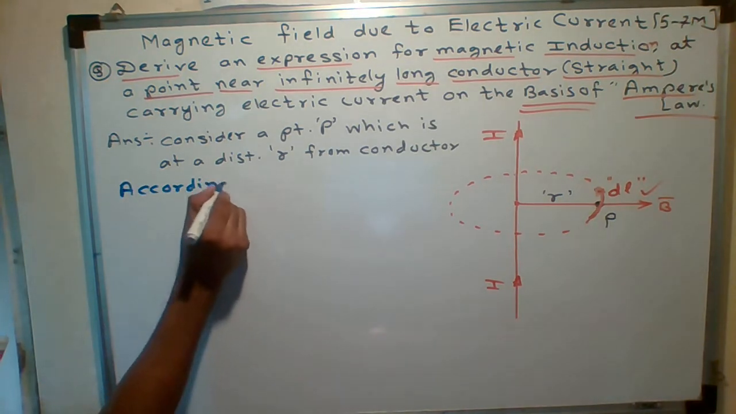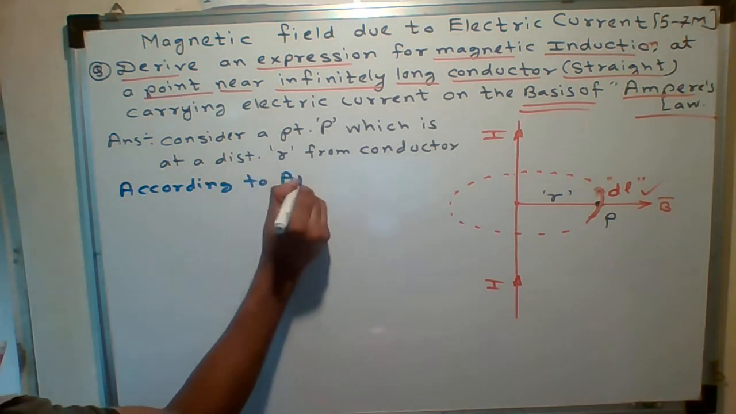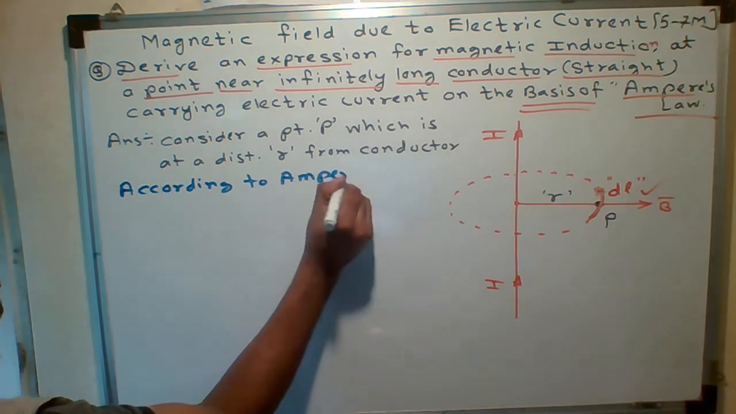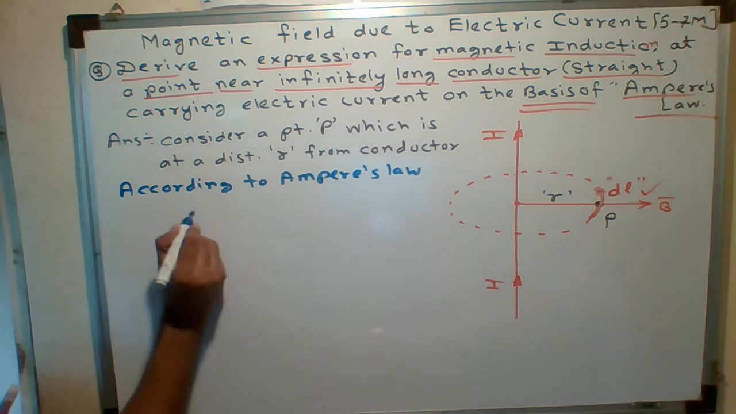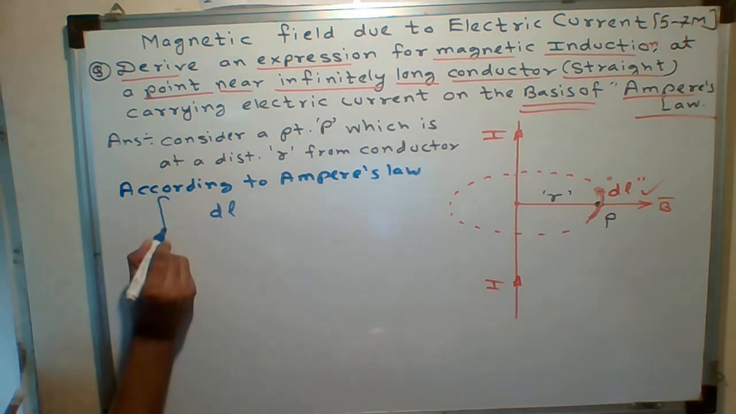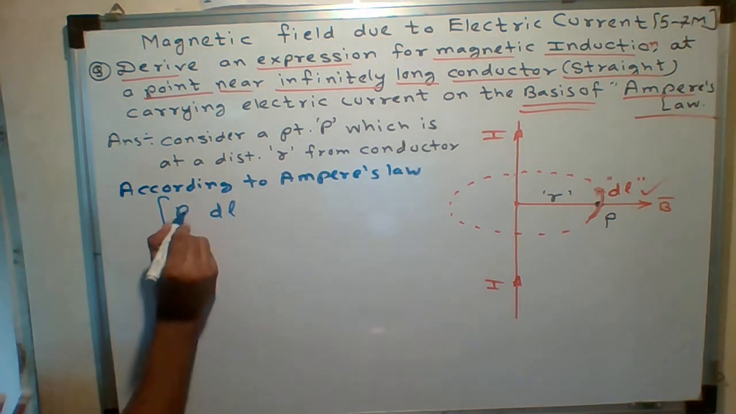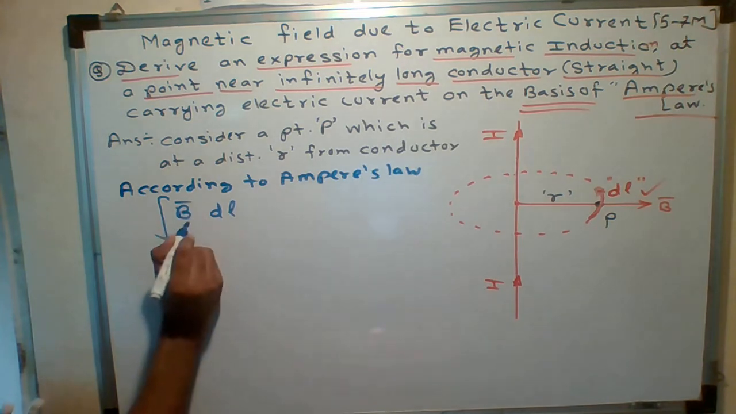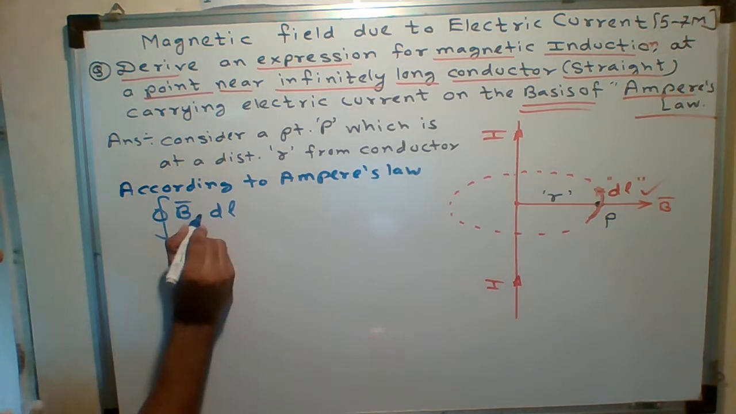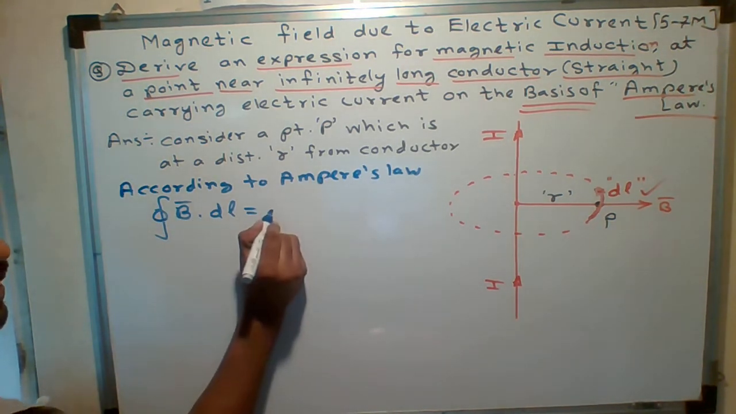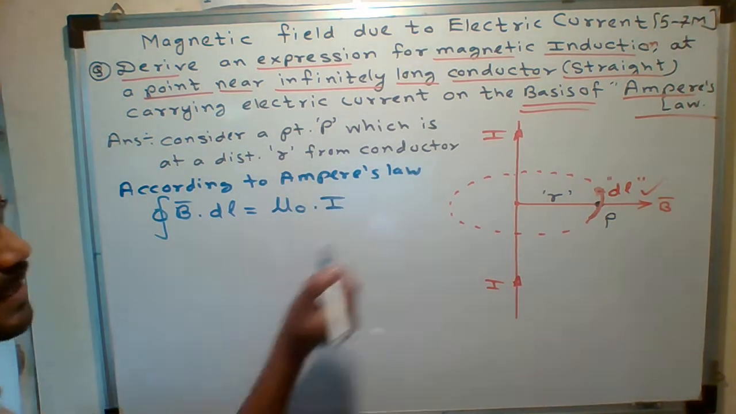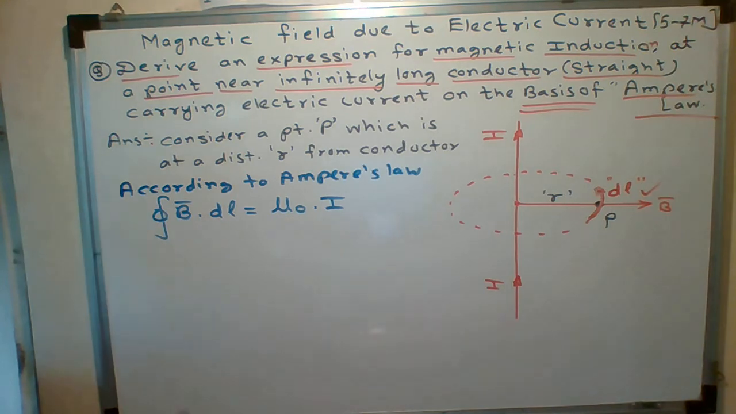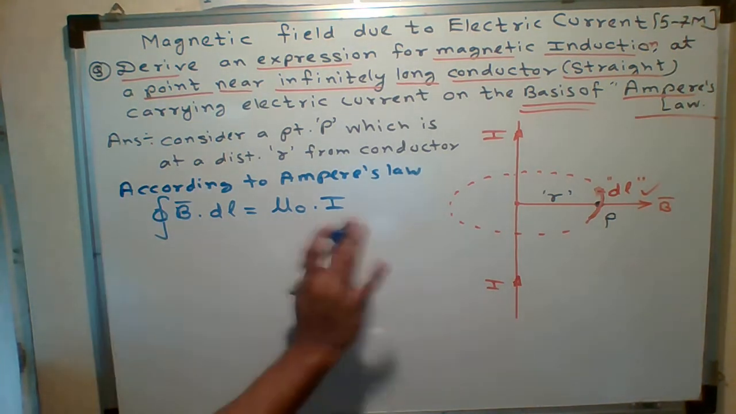According to Ampere's circuital law, or Ampere's law, what does Ampere's law state? The line integral of magnetic induction B bar over a closed path is equal to the absolute permeability times the total electric current bounded by the path. This is the actual definition.